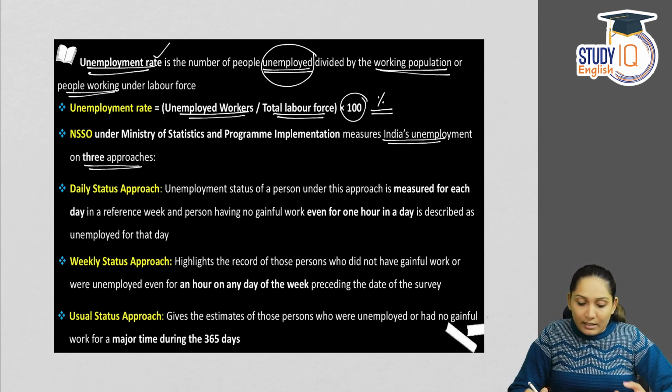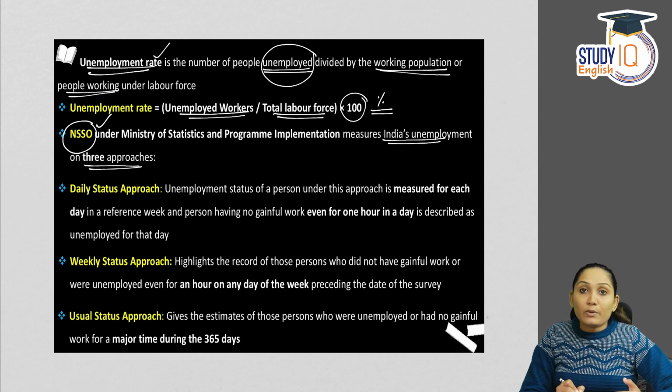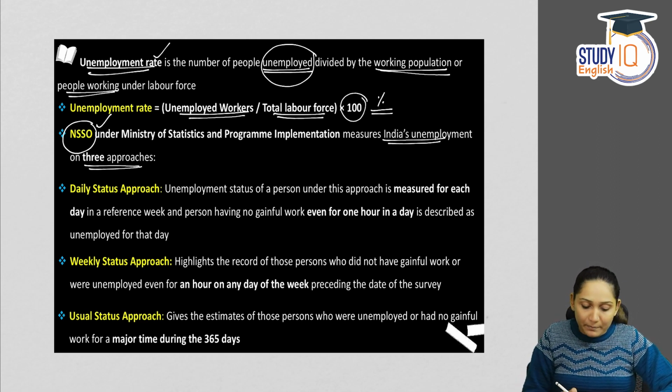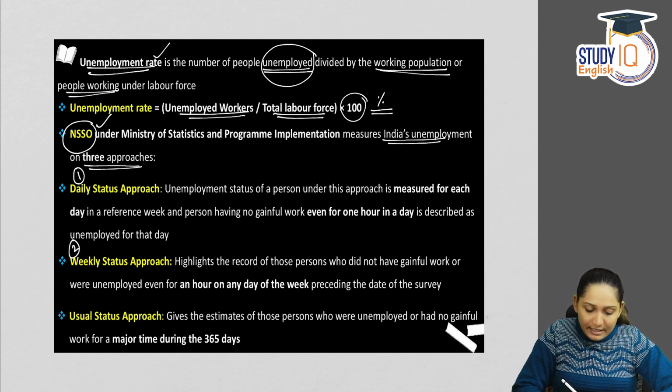Now we will discuss three approaches for measuring unemployment. There are three approaches for measuring unemployment, and these three approaches are developed by NSSO. NSSO works under MOSPI, which is the Ministry of Statistics and Program Implementation. So NSSO has devised three methodologies or three approaches for measuring unemployment. One is the daily status approach, another one is the weekly status approach, and the third one is the usual status approach.